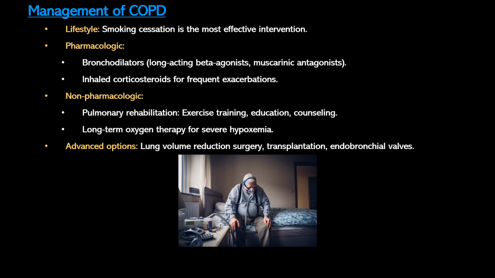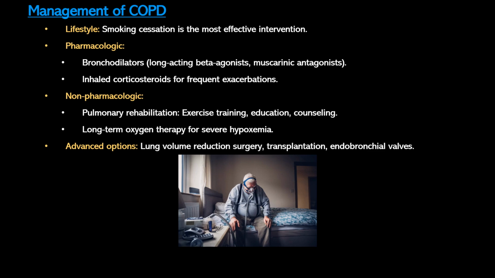Managing COPD involves a comprehensive approach tailored to the patient's needs. Smoking cessation is the most effective way to slow disease progression and should be prioritized. Pharmacological treatments include bronchodilators. Medications that are either long-acting beta agonists or muscarinic antagonists are preferred for maintenance therapy, while inhaled corticosteroids are added for patients with frequent exacerbations.